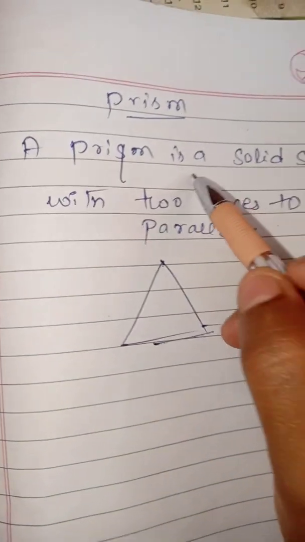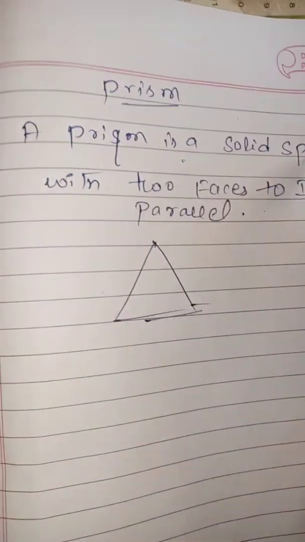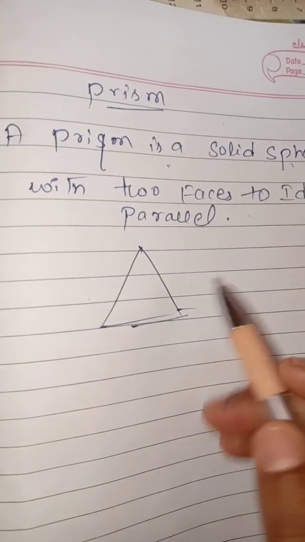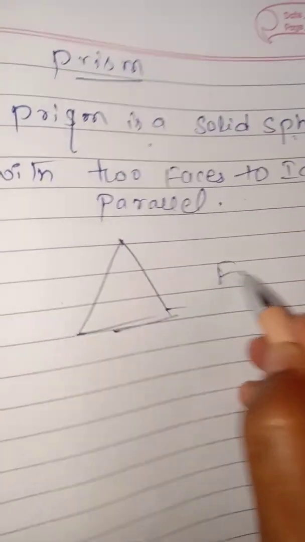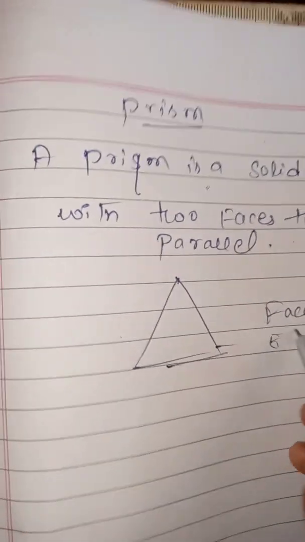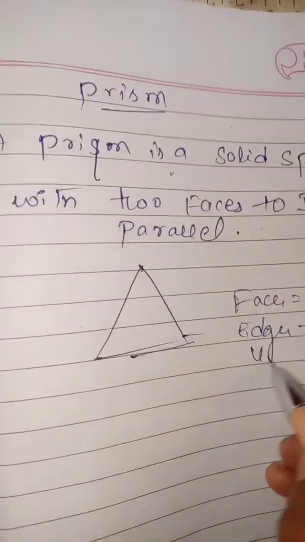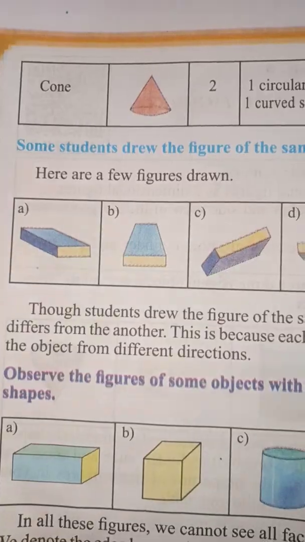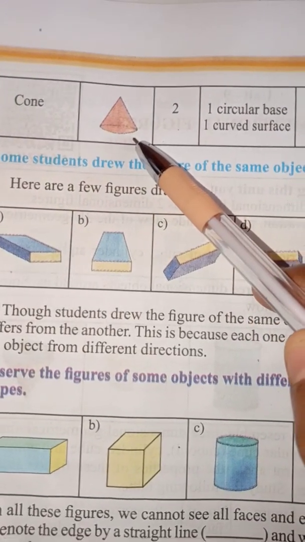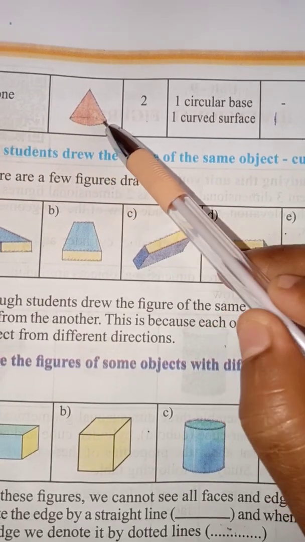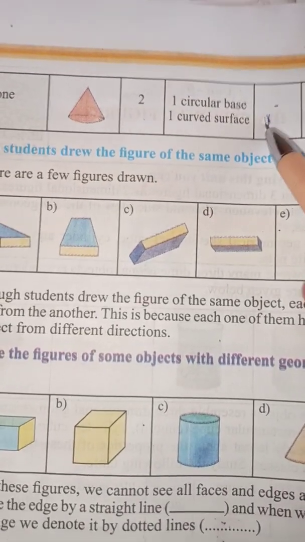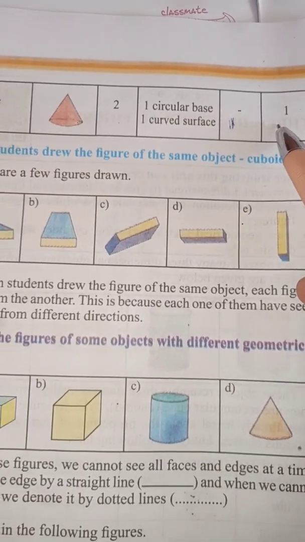Next one is the prism. A prism is a solid shape with two faces identical and parallel. The number of faces is 5, edges is 9 and vertices is 6. In the cone, the number of faces is 2: one circular base and one curved surface. The number of edges is 1 and vertices is also 1.